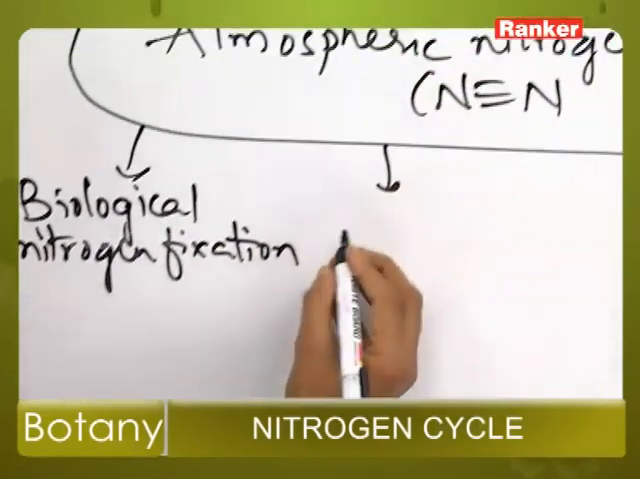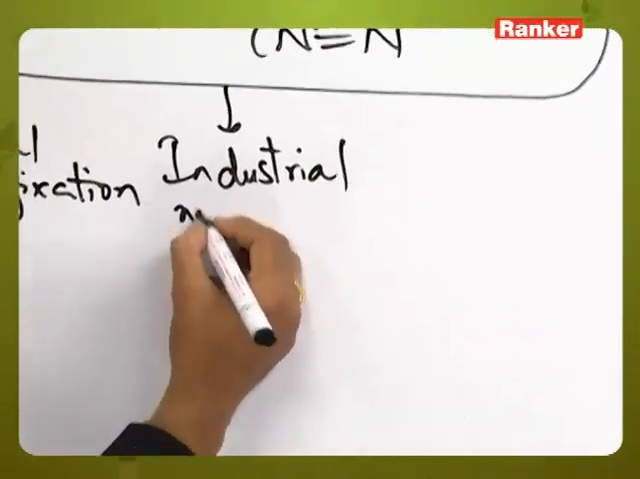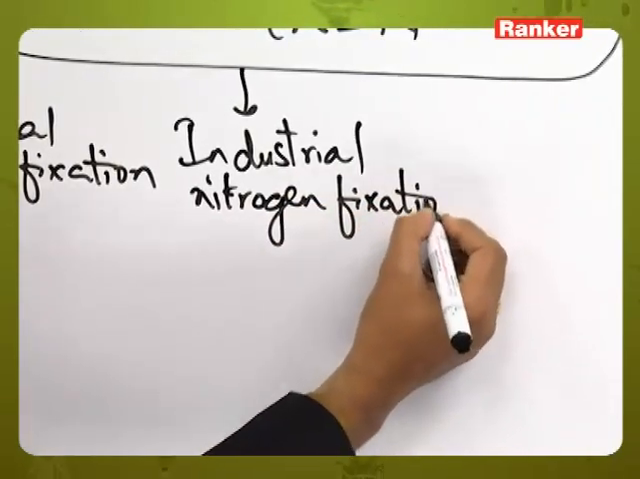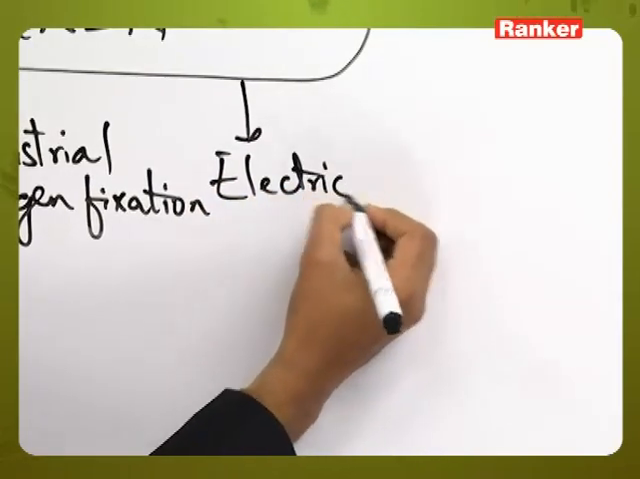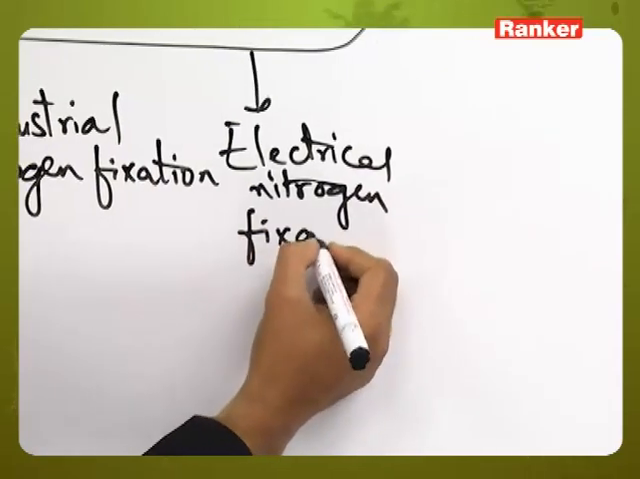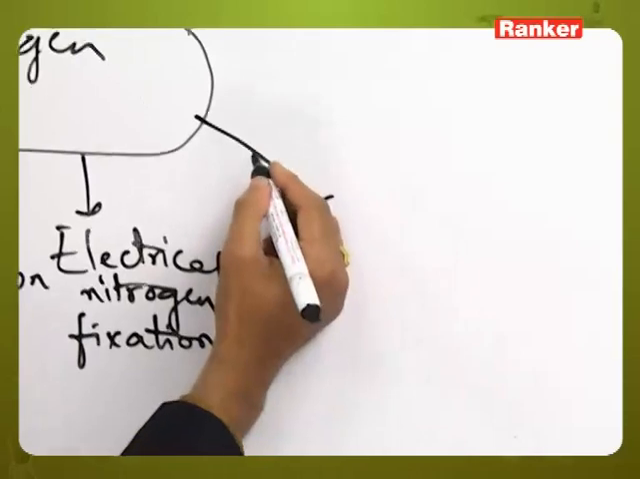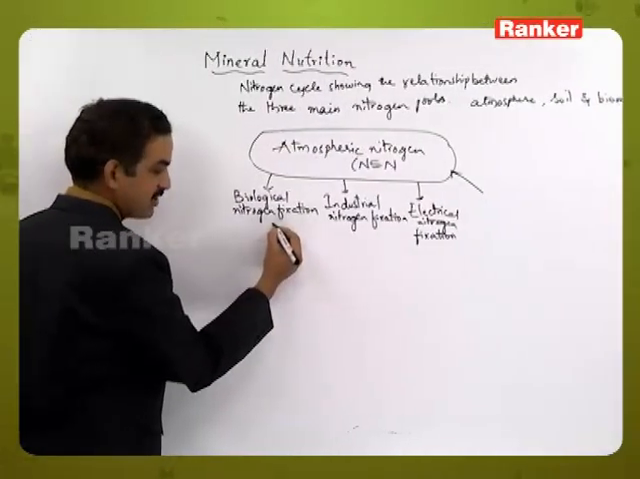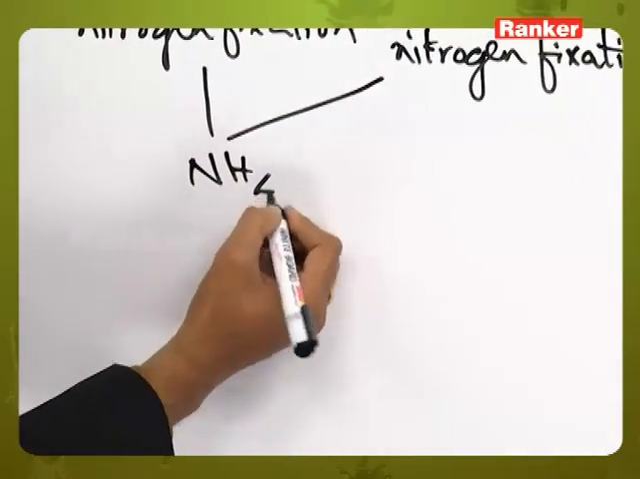The other one is industrial nitrogen fixation, and the other one is electrical nitrogen fixation. And denitrification, here finally it will come in a reverse manner. So here in the biological nitrogen fixation, the nitrogen will be converted into ammonium or ammonia.